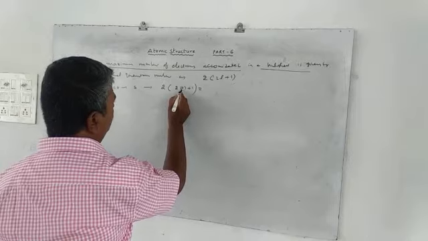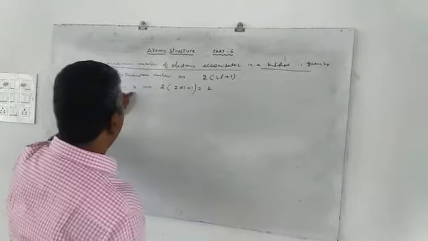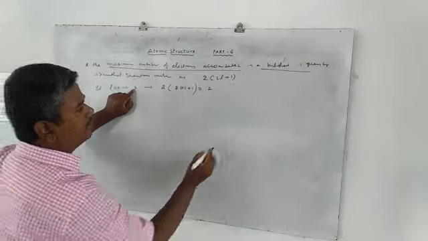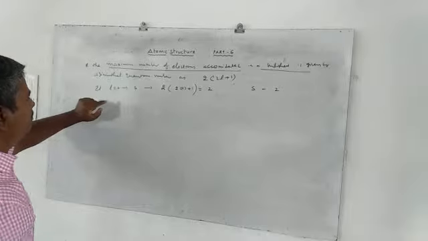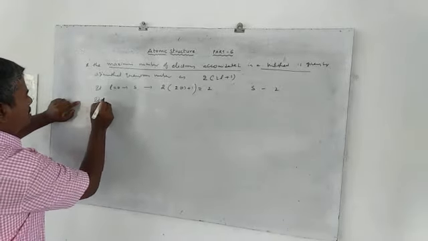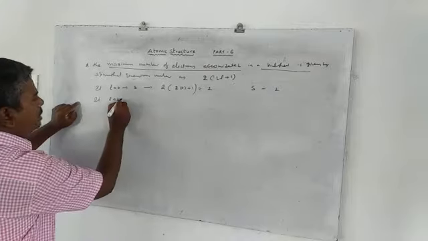So 2 into 0, 0 plus 1 means 1. 1 into 2 means 2. That means the S orbital accommodates how many electrons? The S orbital accommodates 2 electrons. Okay. Same as if L equal to 1, that means which orbital?